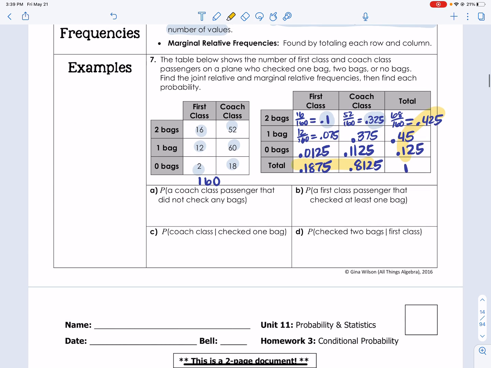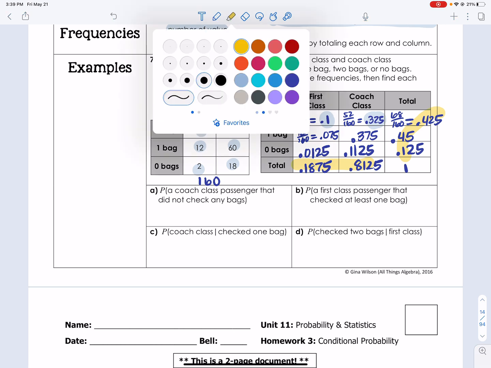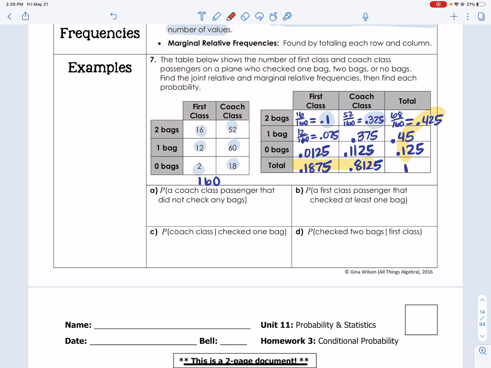So if we look at number 7, A, it says a coach class passenger did not check a bag. So we're going to look at the table and we're going to look for a coach class passenger that did not check a bag. And that's just flat out your answer, 0.1125. So that's the nice thing about doing these frequency tables: you can answer the questions quickly.